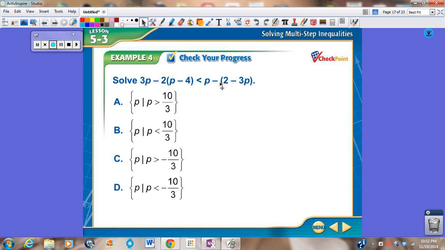And then here, this is actually a 1. So I would have p minus 2, because 1 times 2 is 2. And then plus, that's going to be minus a negative, which is the same thing as plus. 1 times 3p is 3p. And then from there, you just have to finish working the problem. Okay?